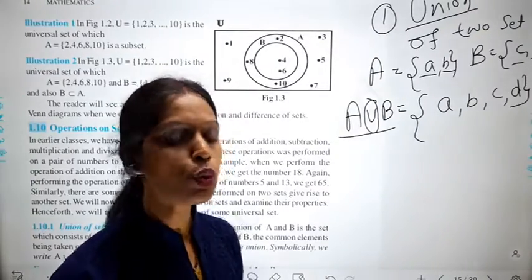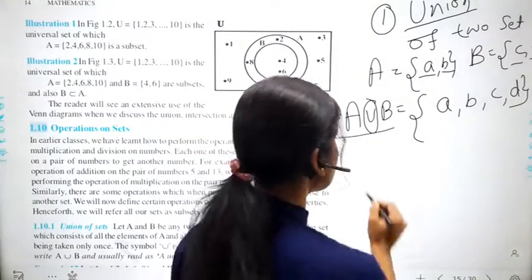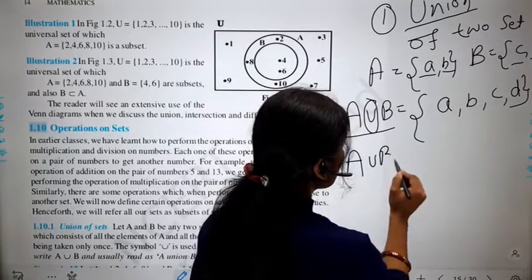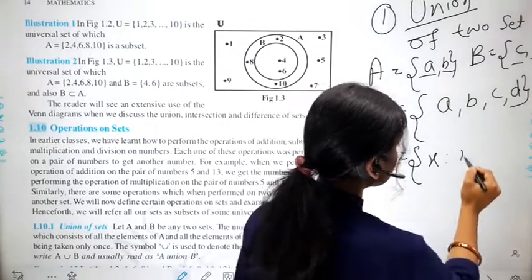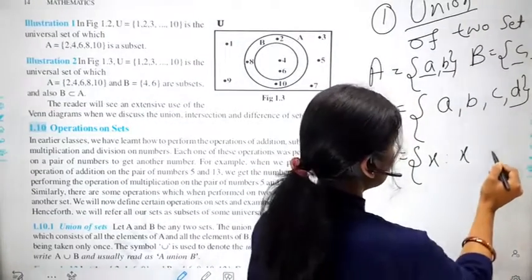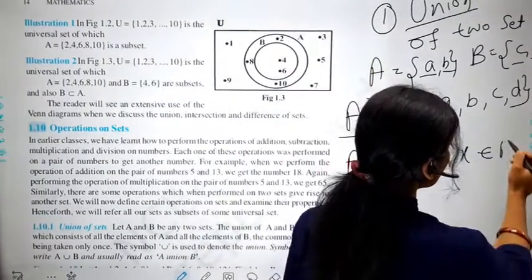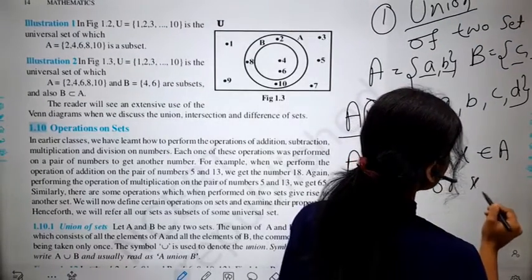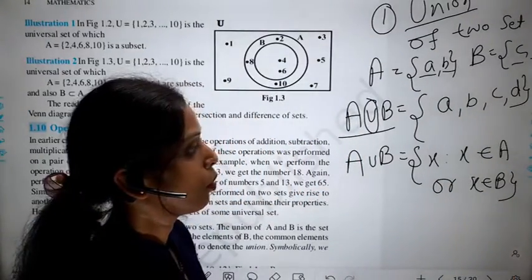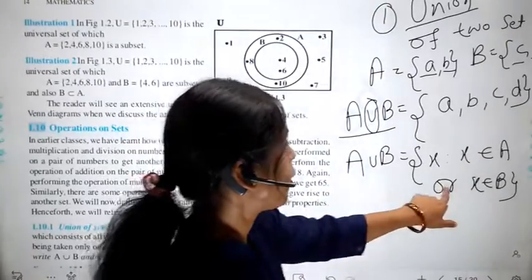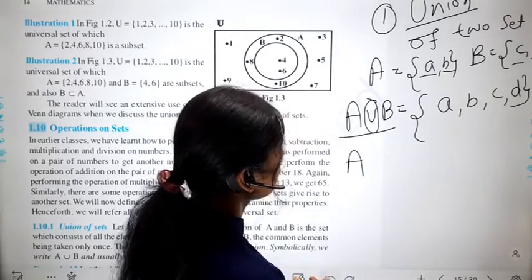What is the union of two sets? Let us suppose A and B are two sets. Then A union B will be the collection of all those x such that x belongs to A or x belongs to B. Then this is the definition of A union B.